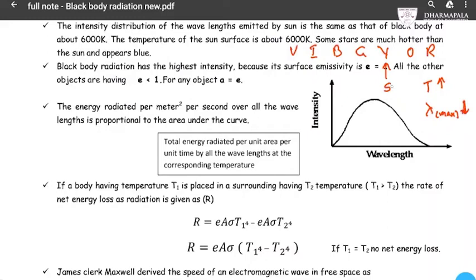So the sun is emitting yellow color, and if you take another star which is much hotter than the sun, then as the temperature has gone up, lambda max decreases and it should shift towards the high frequency side. So this is high frequency. The frequency of blue is higher than the frequency of yellow. Because that star is much hotter than the sun, the wavelength of maximum intensity has shifted towards the blue color side.